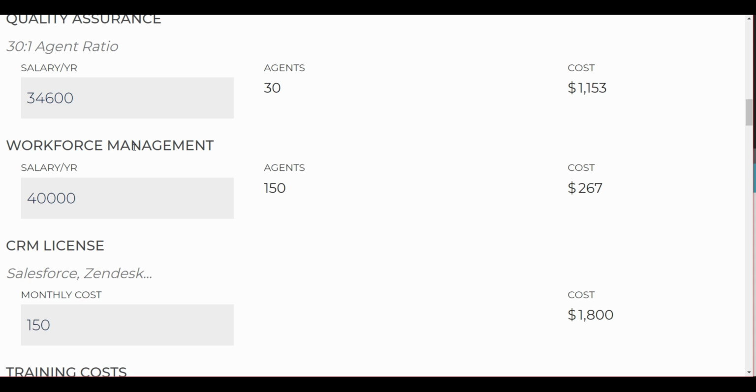So we have our QA agents, which we say is a 30-to-1 ratio. These are all of our quality assurance people who are in the back, who are listening, who are using speech analytics to monitor and make sure that everybody's doing their job.